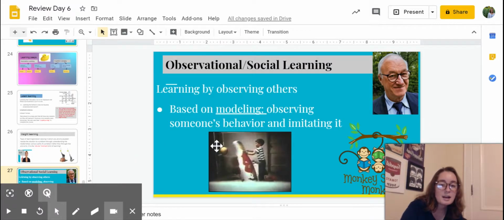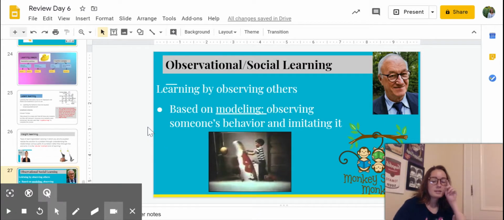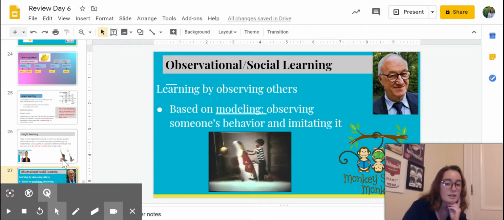So this is all observational learning. Think Bandura's Bobo. The little kids saw the adults bashing Bobo. The adults were the model. Then the kids modeled that behavior and started repeating it by observing the behavior of the adults. Monkey see, monkey do.